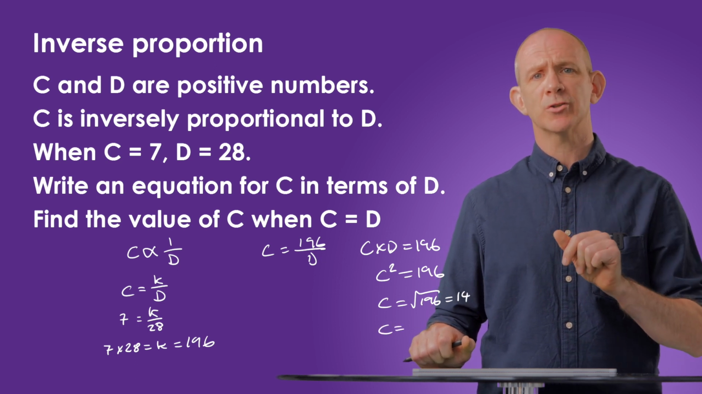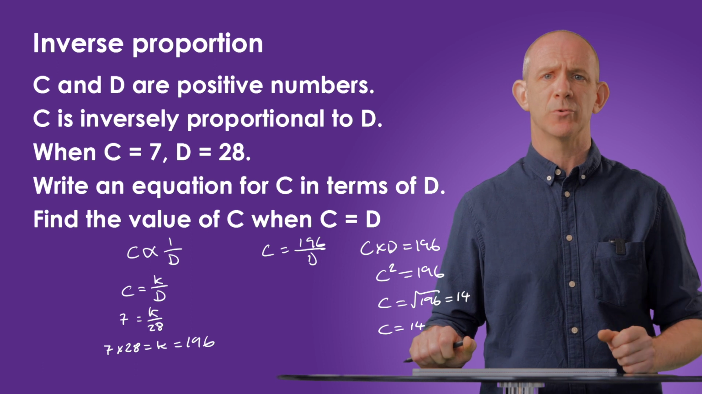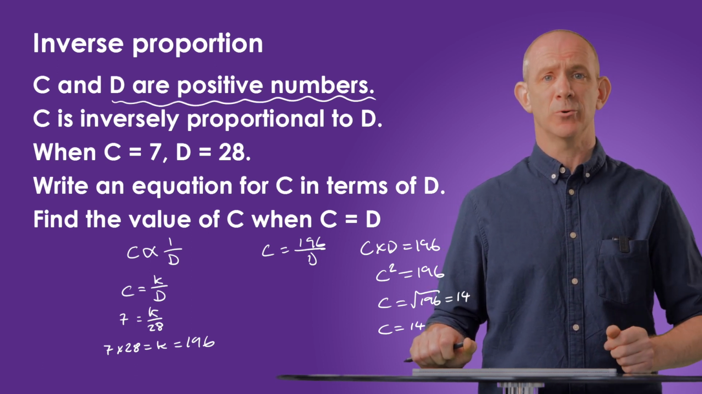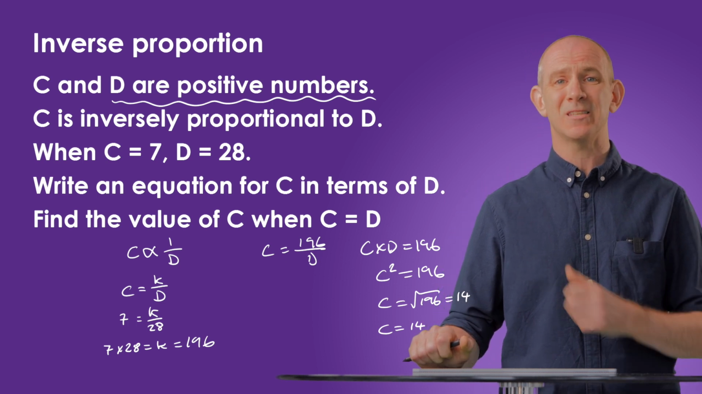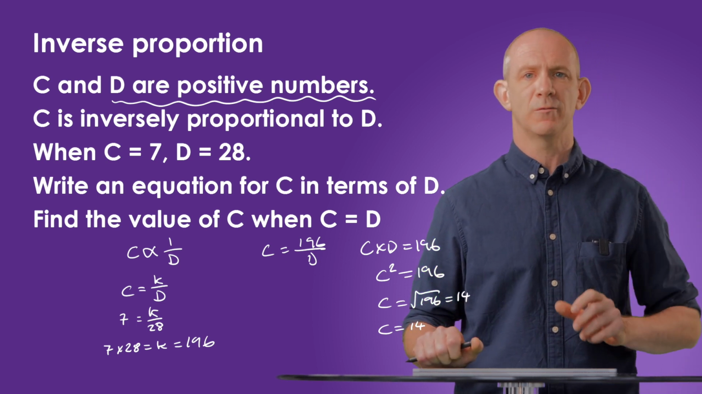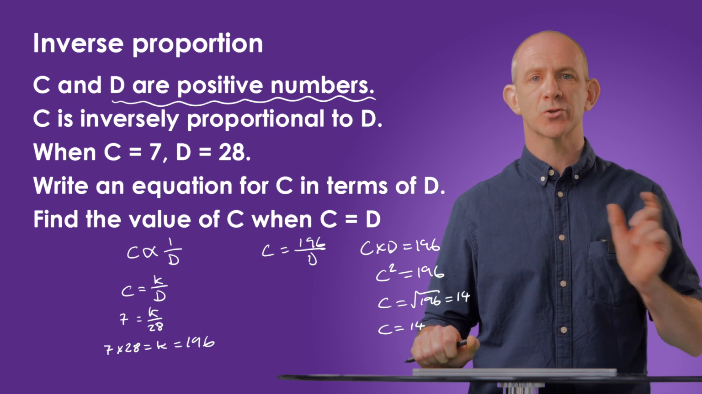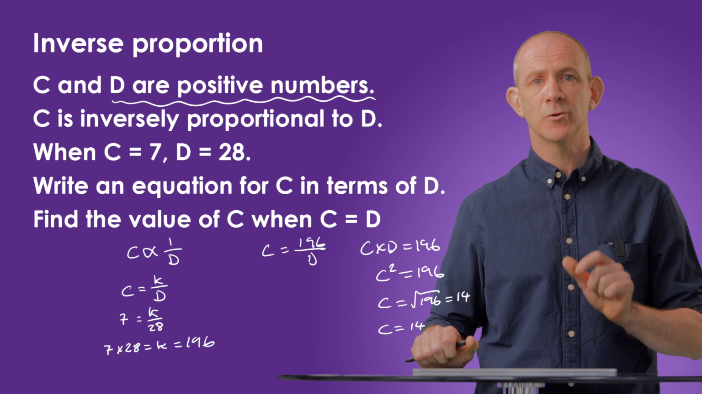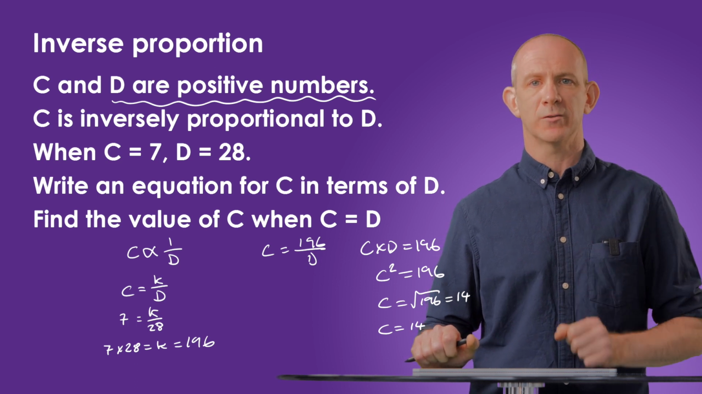Remember at the start of the question it says c and d are positive numbers. Otherwise, you'd have another answer of negative 14 at this point, as the square root of 196 is either 14 or negative 14. Both of those numbers square to make 196. But as we're told that they're positive, we know that we can only have the one answer.